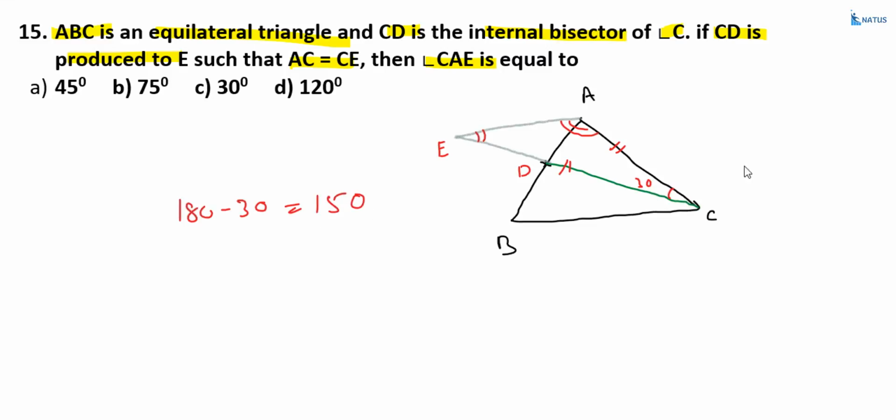Right? Now, what we require? Suppose the sum of these two angles is equal to 150 degrees, and what about this angle? What we require is CAE. These two angles are the same. So, what is the answer? 150 by 2, that is equal to 75 degrees. Option B is the correct answer.